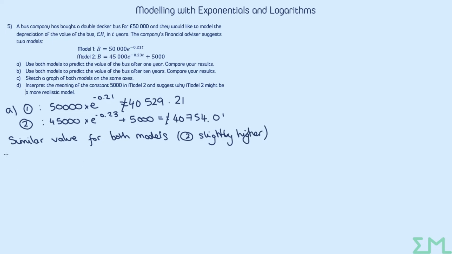Okay, part B, do the same thing but after 10 years. Okay, I'm just going to pop these into the calculator, I'm not going to write them out as well. So for the first model, after 10 years, we get £6,122 and 82 pence. And for the second model, we get £9,511 and 65 pence. So this time the comparison is that model 2 gives a much larger value after 10 years.